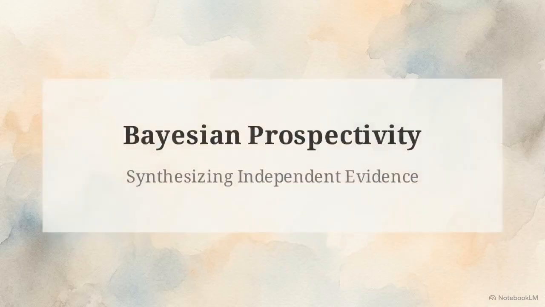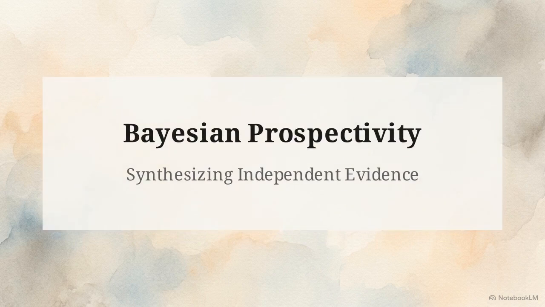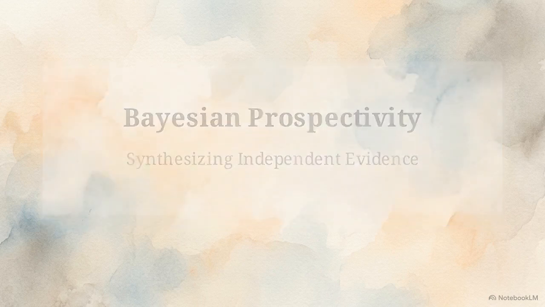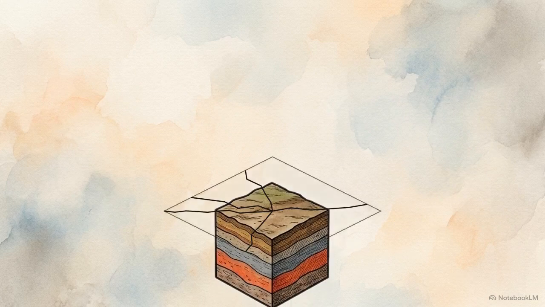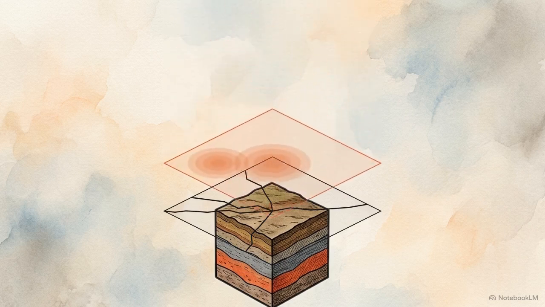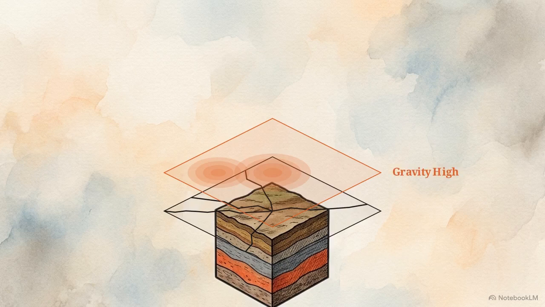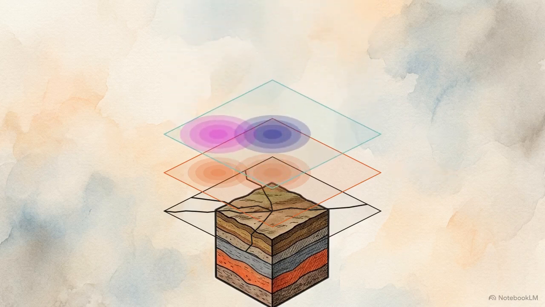Bringing this all together requires Bayesian prospectivity. This is the statistical reality that a single anomaly is rarely definitive. The probability of discovery only scales upward when independent, verifiable data layers physically overlap. Layer 1 establishes the plumbing. We isolate regional crustal lineaments to prove a deep fluid pathway exists. Layer 2 applies the gravity data. We look for heavy density anomalies resting directly over those faults, indicating iron accumulation deep in the crust.